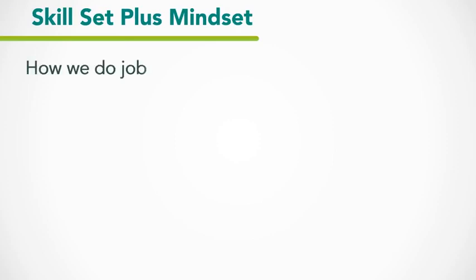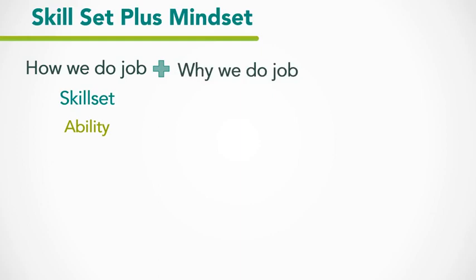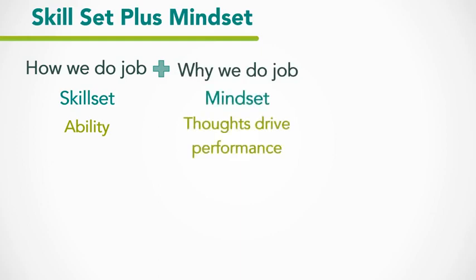How we do our job is our skill set. This is our ability, right? This is how we do our work. Why we do our job is our mindset. These are the thoughts that we have that are driving our outcomes and our performance. Whatever our result is, it is influenced by our skill set and our mindset. How we do our job and why we do our job leads to the result that we get.